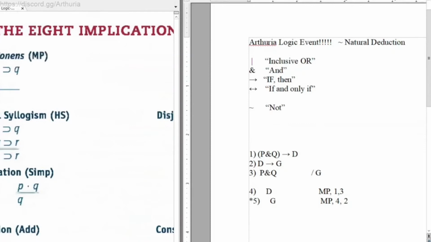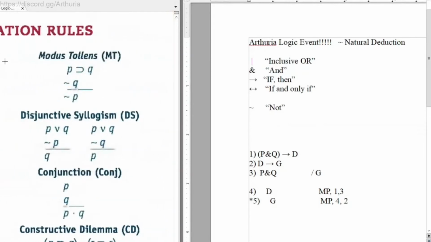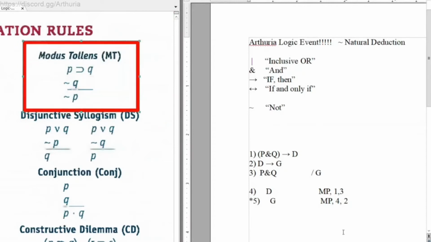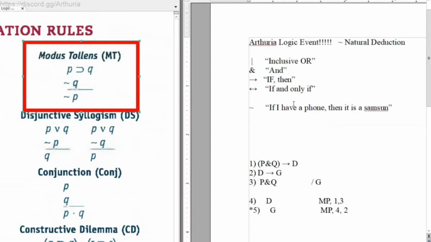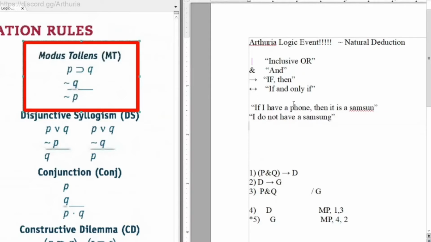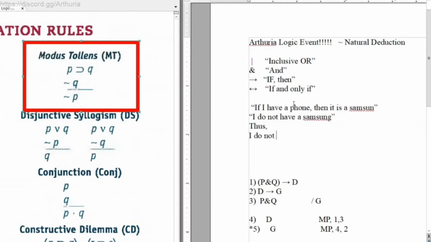So this is modus ponens, and her cousin is modus tollens. Modus tollens is interesting because it says that if I have the negation of the right side, then I get the negation of the left side. Looking at this: if P then Q, not Q, therefore not P. Sticking with the phone example, if I have a phone, then it is a Samsung. I do not have a Samsung, ergo, I do not have a phone. Right.